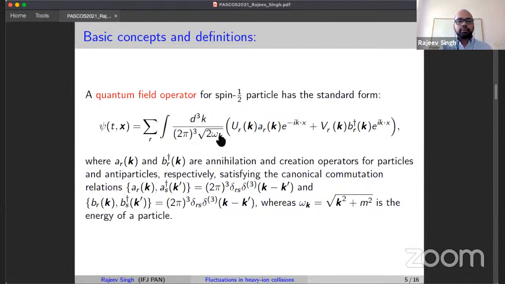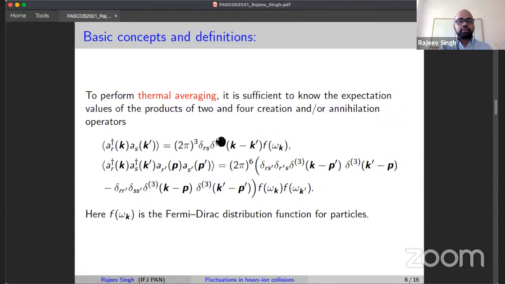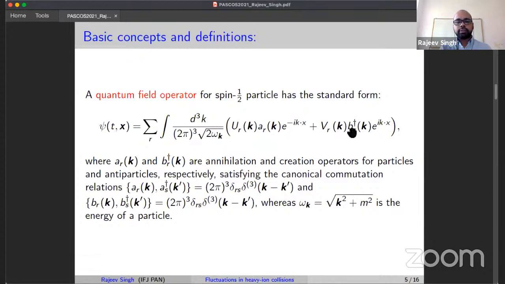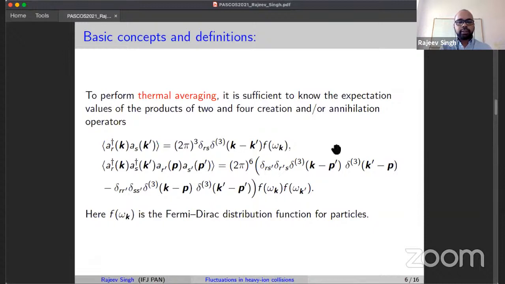To calculate the quantum fluctuation, I need the expectation values of the creation and annihilation operators. These are the formulas for the a's, and we can have similar formulas for the b's, which are for the antiparticles. f is the Fermi-Dirac distribution function for particles. Similarly, f bar is the Fermi-Dirac distribution function for antiparticles.